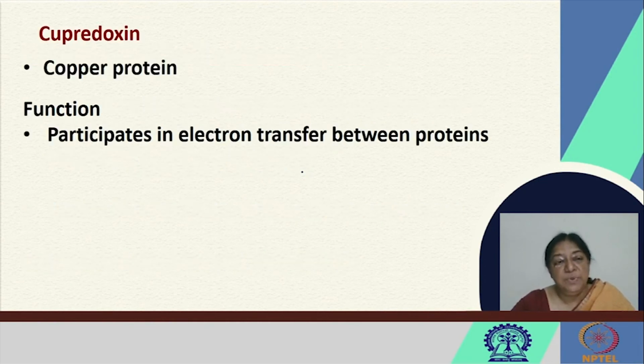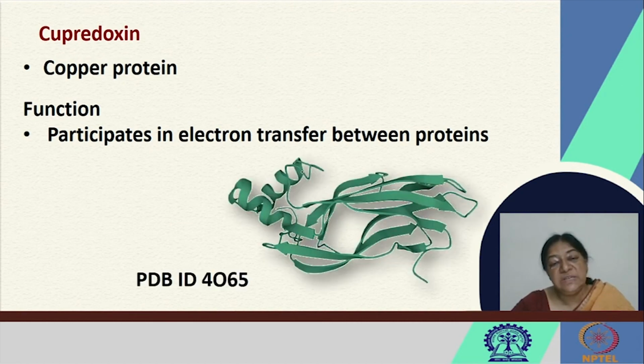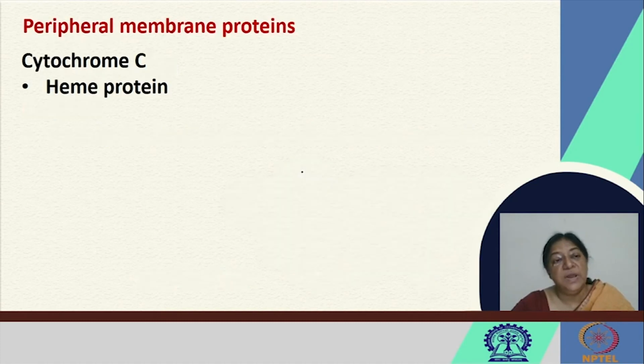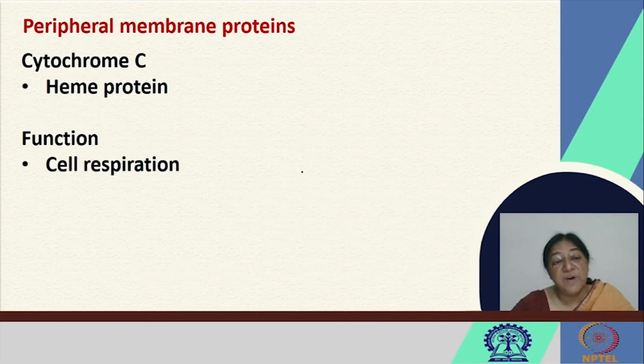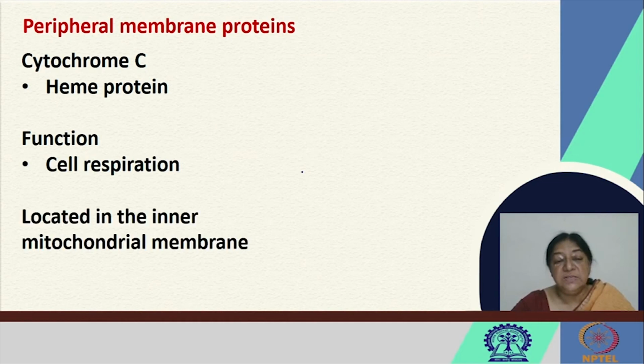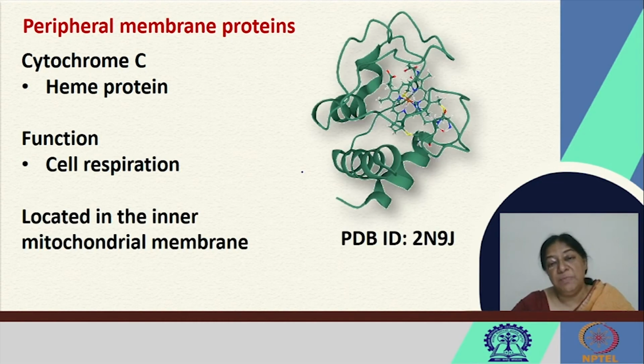We will look at an example of a peripheral type of protein initially and then look at the integral ones. So cupredoxin is a copper protein that participates in electron transfer between proteins, and we see that its structural aspects allow it to interact with the surface of the membrane, that is the polar head groups. Similarly, cytochrome C is a heme protein whose function is cell respiration. This is located in the inner mitochondrial membrane and also has a structure that is distinctly different from the integral membrane protein structures, which we will look at.